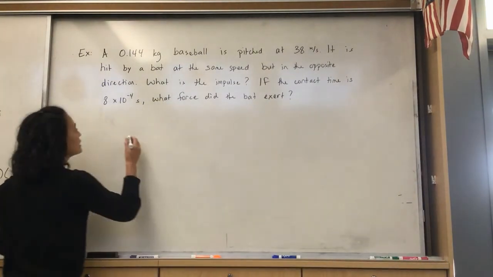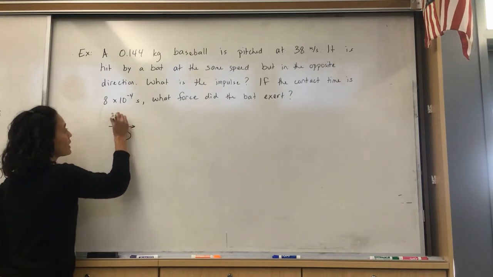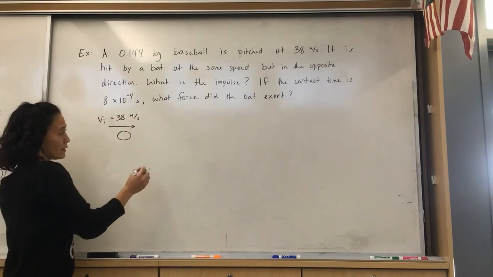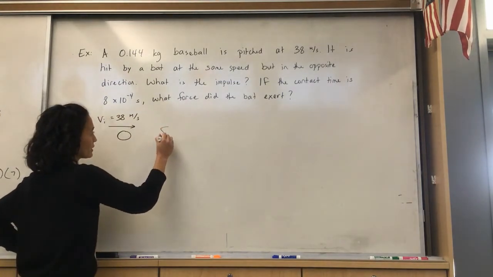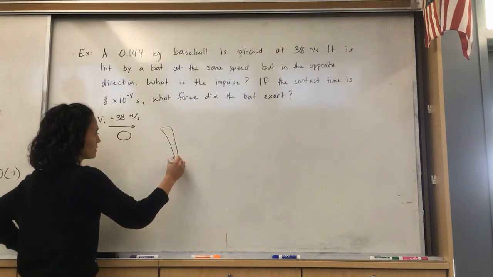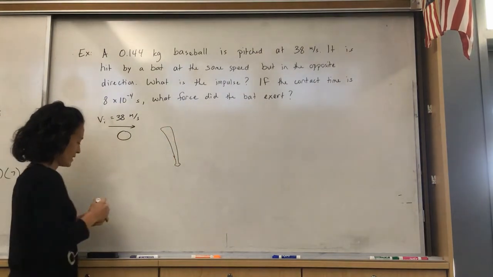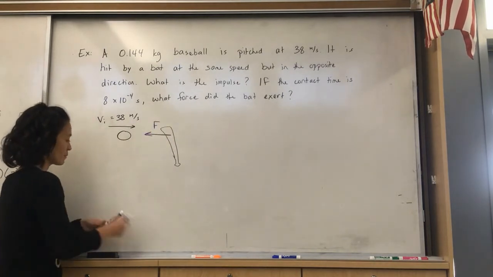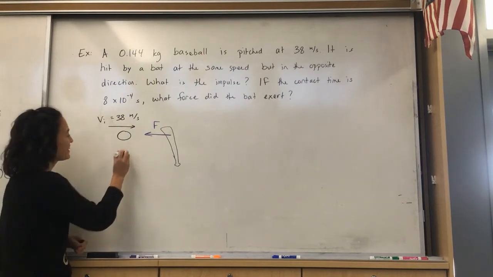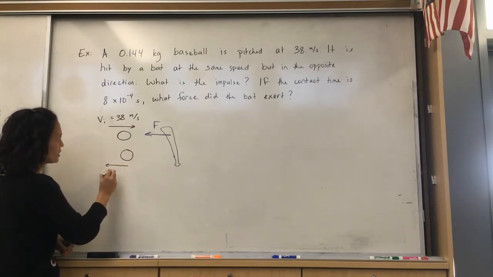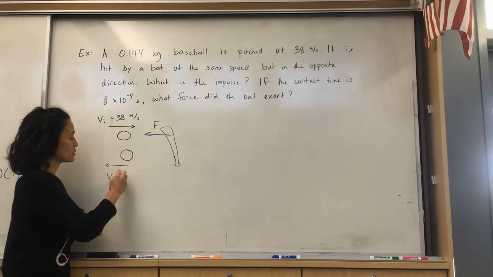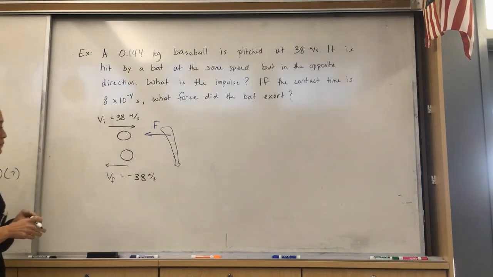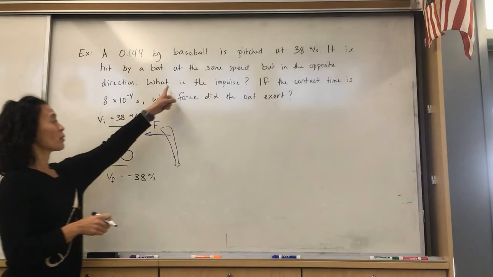Initially, I've got my ball going this way at 38 meters per second, so that's my initial velocity. The bat exerts a force, so it's going to make that baseball, this is not to scale, go the other direction, and if it's the other direction, I have to note that with a sign value, so I'm going to say that's negative 38 meters per second. The first part of the problem just says, what's the impulse?